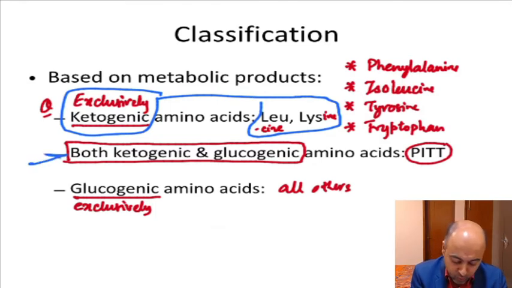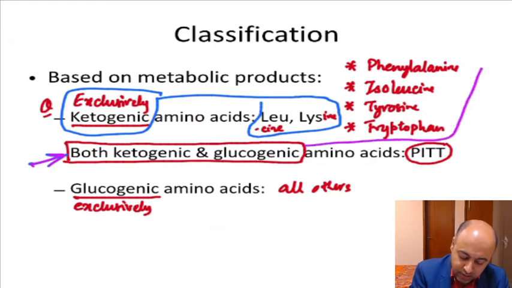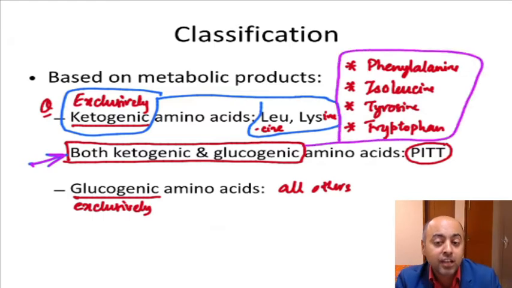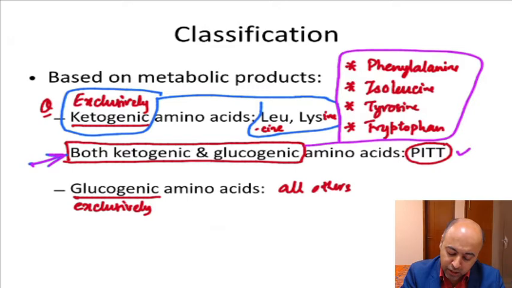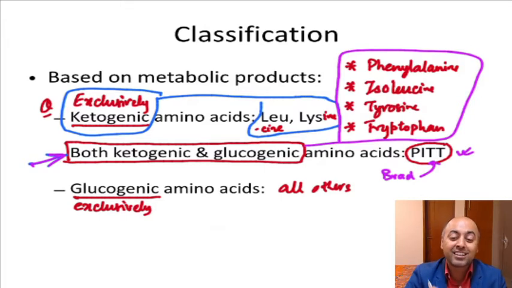Amino acids which are both ketogenic and glucogenic: the answer is phenylalanine, isoleucine, tyrosine, and tryptophan. You can remember them by the mnemonic PIT. How do you remember this PIT? This is the pit of Brad Pitt. So now you are not going to forget that this pit is going to have the 2 T's. So remember it like this.